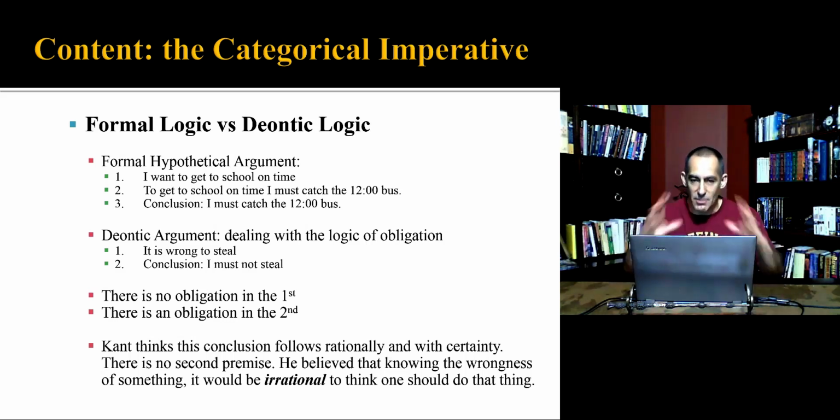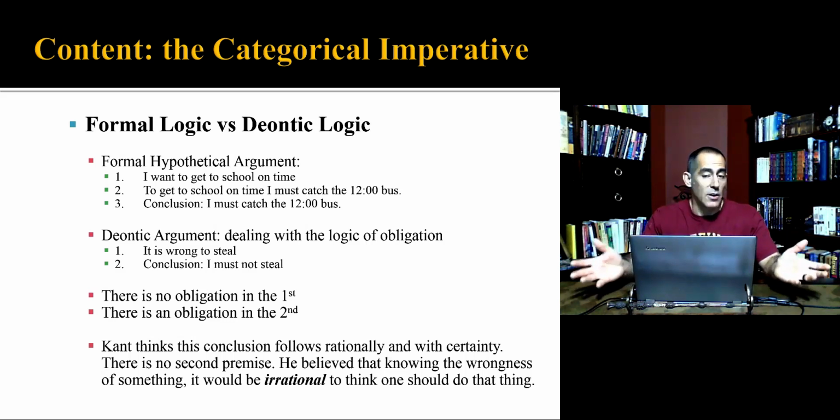Or we could say it in a more overtly hypothetical fashion. If I want to get to school on time, then I must catch the 12 o'clock bus. I do want to get to school on time. Therefore, I must catch the 12 o'clock bus. And that's a valid argument as far as the structure goes. Deontic argument is very different. It doesn't have the two premises that lead us to some kind of conclusion. It's simply represented here by this very short argument. It's wrong to steal. Conclusion being, I must not do it.